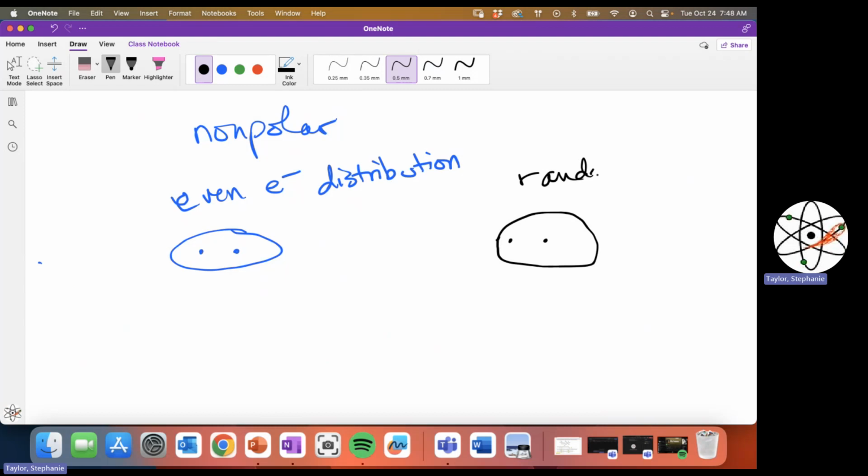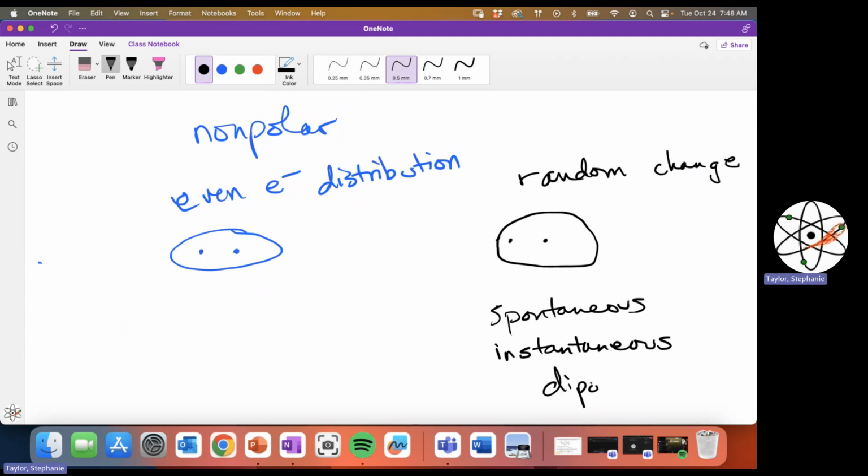So it's a random change that's not caused by anything, and it just happens. It's spontaneous. You could also think about this as being instantaneous. So this is an instantaneous dipole, where just at some point the electrons so happen to be more on one side than the other. Because of that, you wind up with a partial negative and a partial positive end to the molecule. So instantaneous also means temporary.